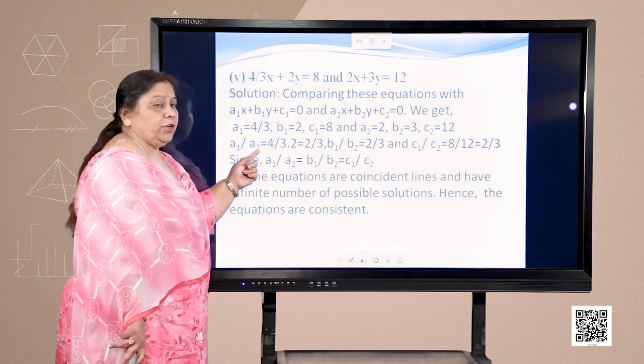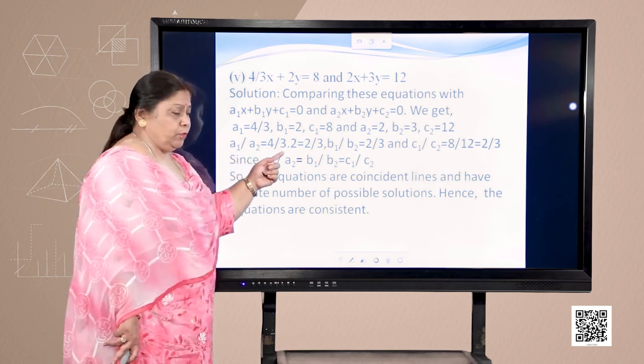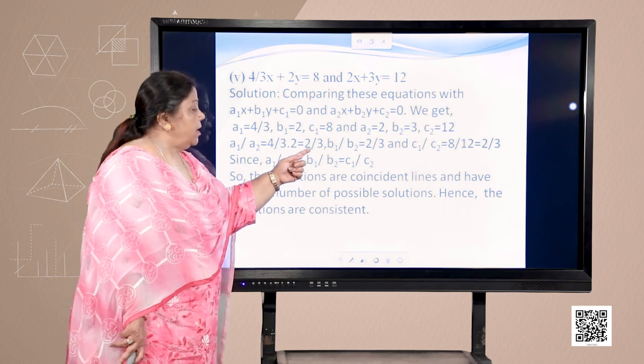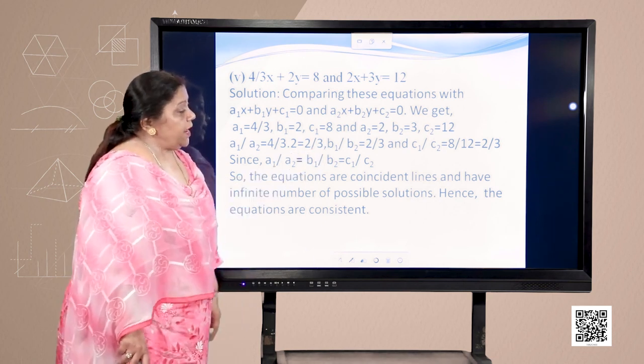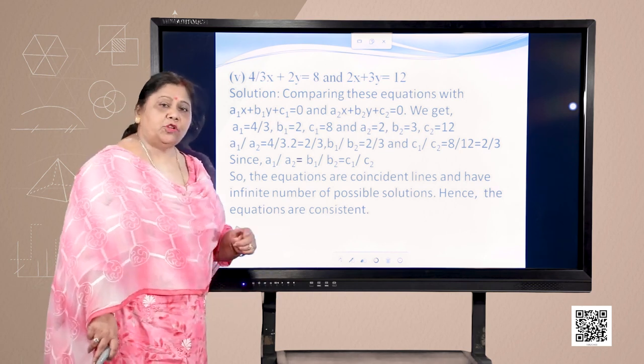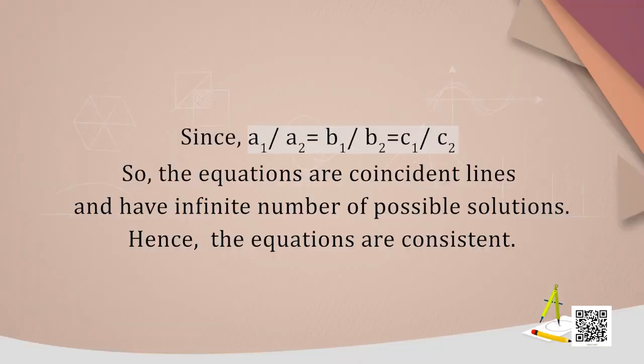a1 upon a2 is equal to 4 upon 3 into 2, that is equal to 2 upon 3, b1 upon b2 is 2 upon 3 and c1 upon c2 is 8 upon 12, that is again reduced to 2 upon 3. That means a1 upon a2 is equal to b1 upon b2, again equal to c1 upon c2. So, the equations are again coincident lines here, and they have infinite number of possible solutions, hence the equations are said to be consistent.